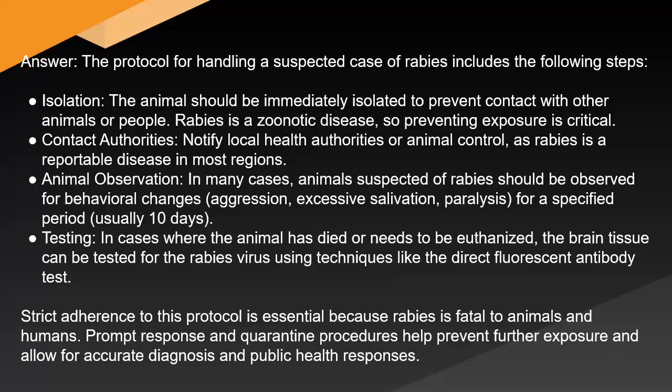Animal observation. In many cases, animals suspected of rabies should be observed for behavioral changes, aggression, excessive salivation, paralysis for a specified period, usually 10 days. Testing. In cases where the animal has died or needs to be euthanized, the brain tissue can be tested for the rabies virus using techniques like the direct fluorescent antibody test.